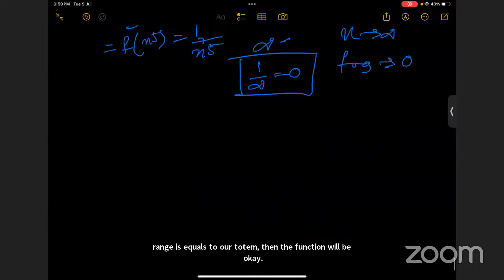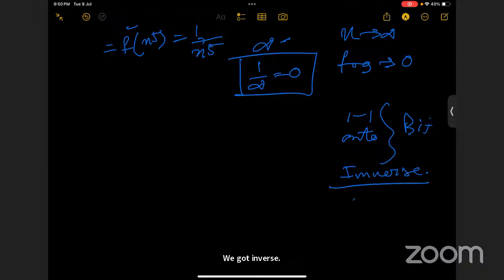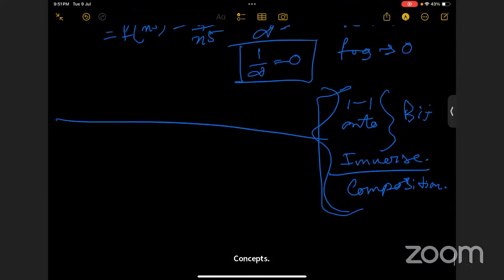So these are some concepts. We got one-one function, onto function, both are bijective. We got inverse of a function, and we got composition of function. So do you have any kind of confusion with these concepts? No, right? Then we can discuss exponential function.